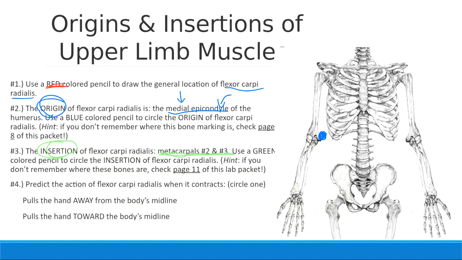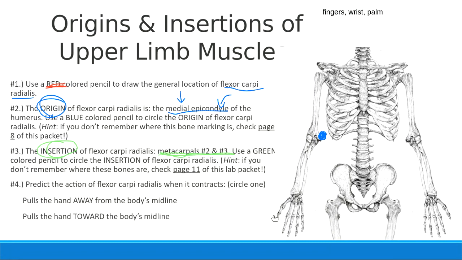Metacarpal bones. Let me give you three options here. Are they in the fingers, the wrist, or the palm of the hand? Where do I find the metacarpals? Yeah, several of us are chiming in. The metacarpals are the big long ones that are in the palm of the hand. These ones right here that are in the wrist are the carpal bones. These long ones in the palm of your hand are the metacarpal bones. And remember that we have three phalanges on each of our fingers, except for the thumb. The thumb only has two phalanges.